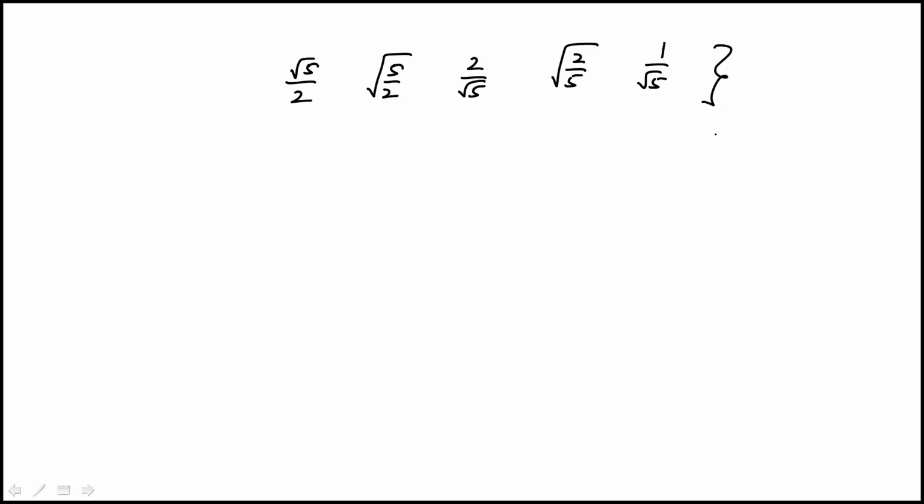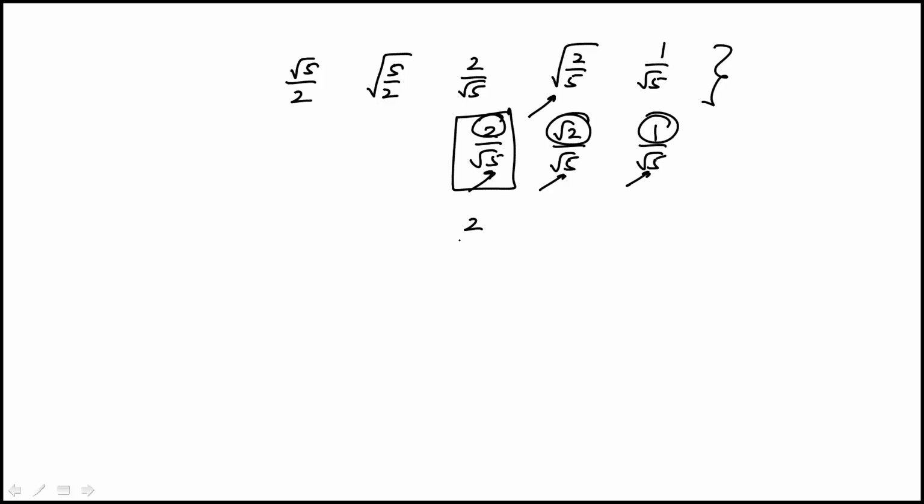So we're asked to identify which of these is the greatest. You'll notice here I can write this as root 2 over root 5, 1 over root 5 for the last one, and then 2 over root 5. You'll see now we have the same denominator, and we just need to look for the one that has the greatest. So far, this one is the greatest, so I can ignore these.